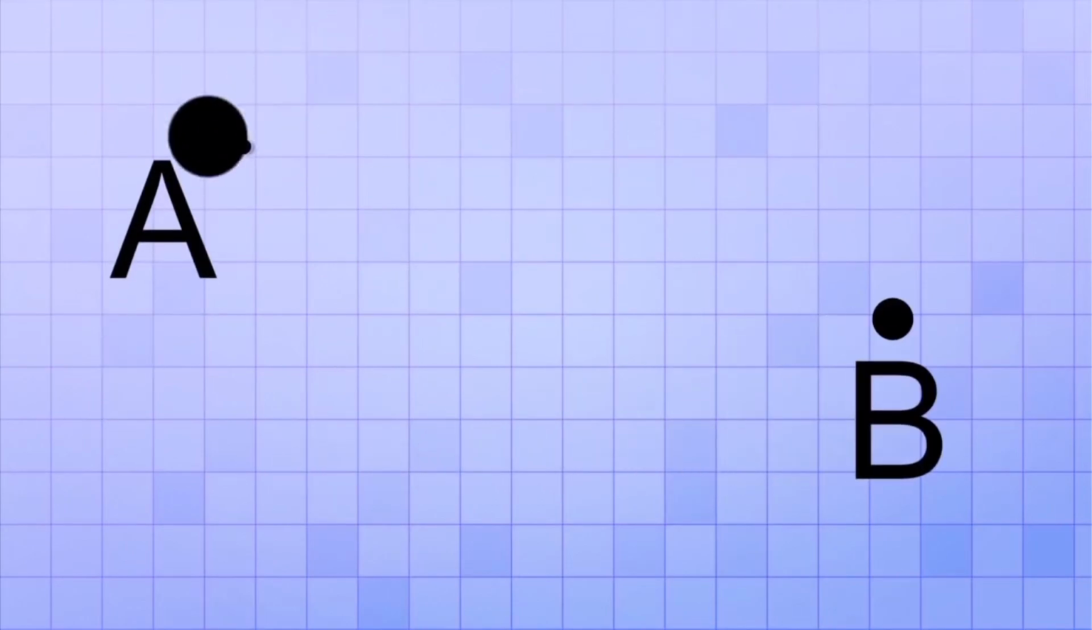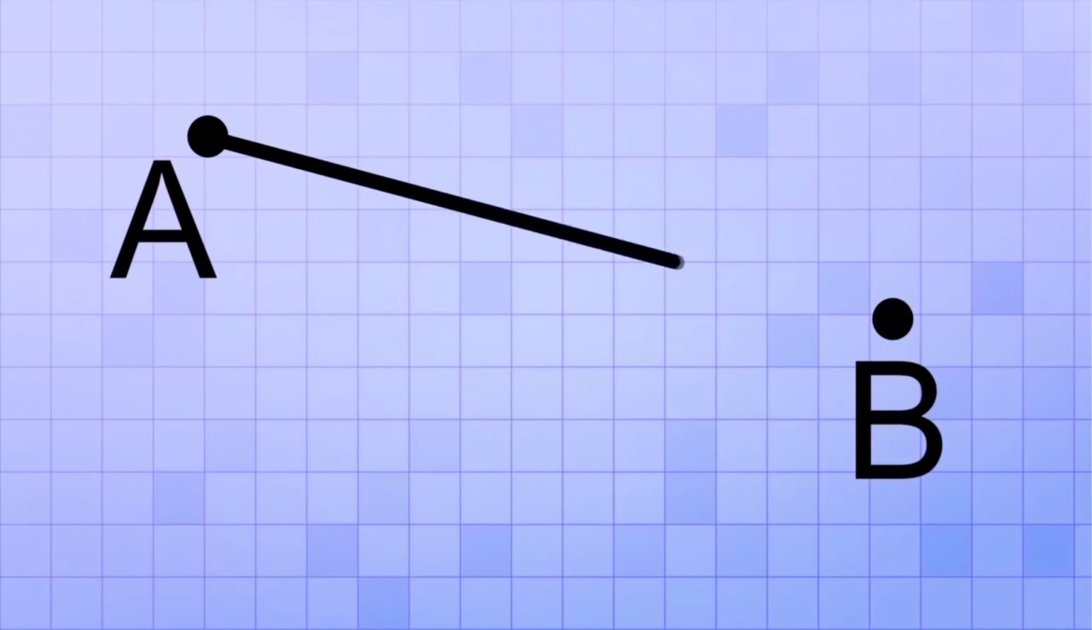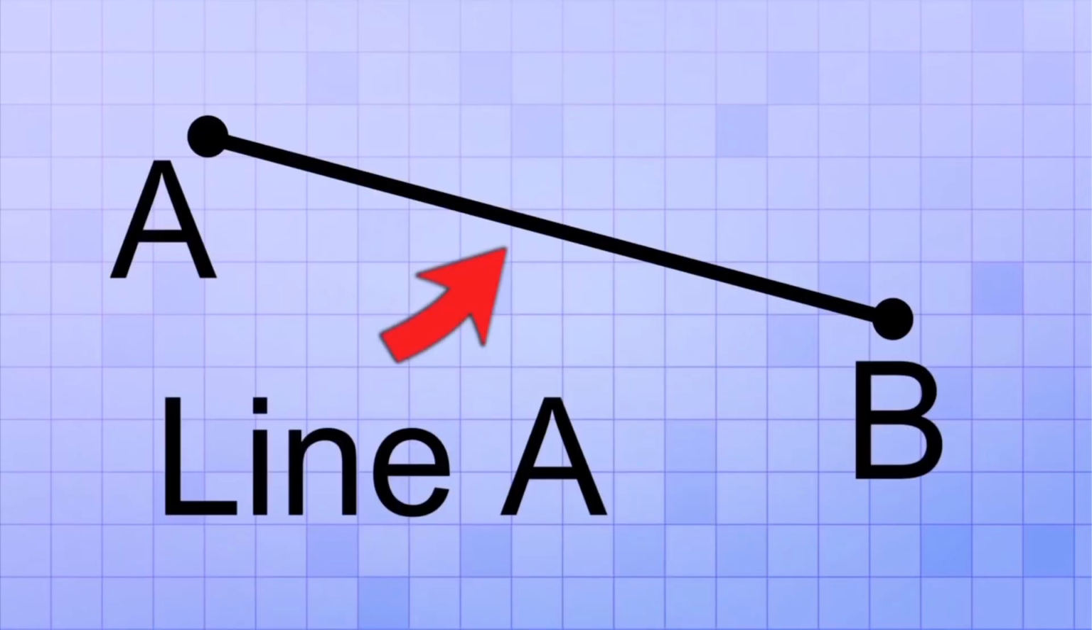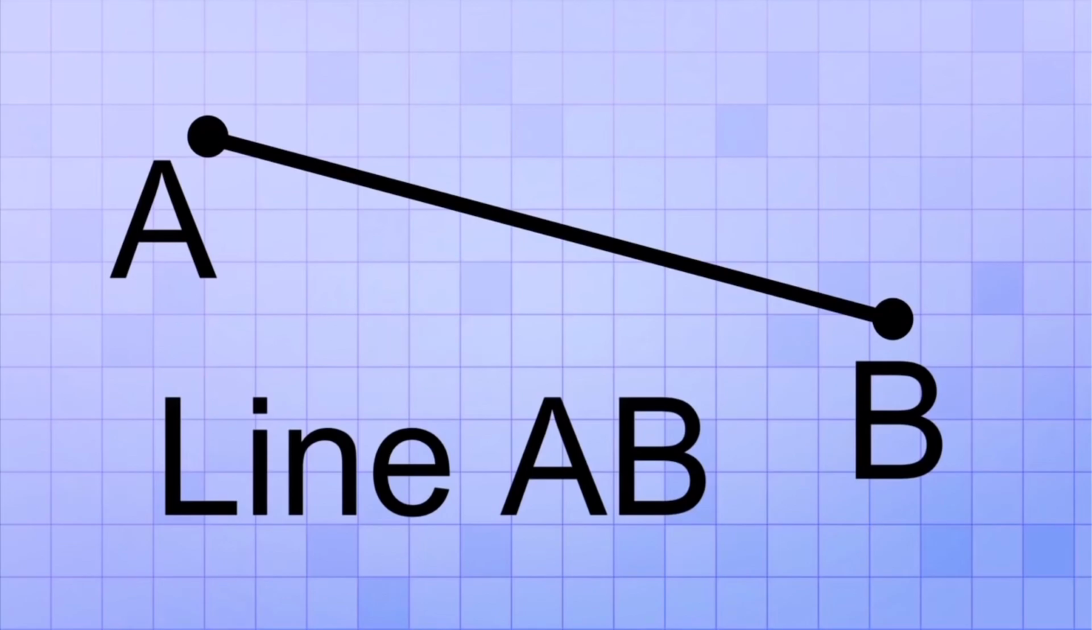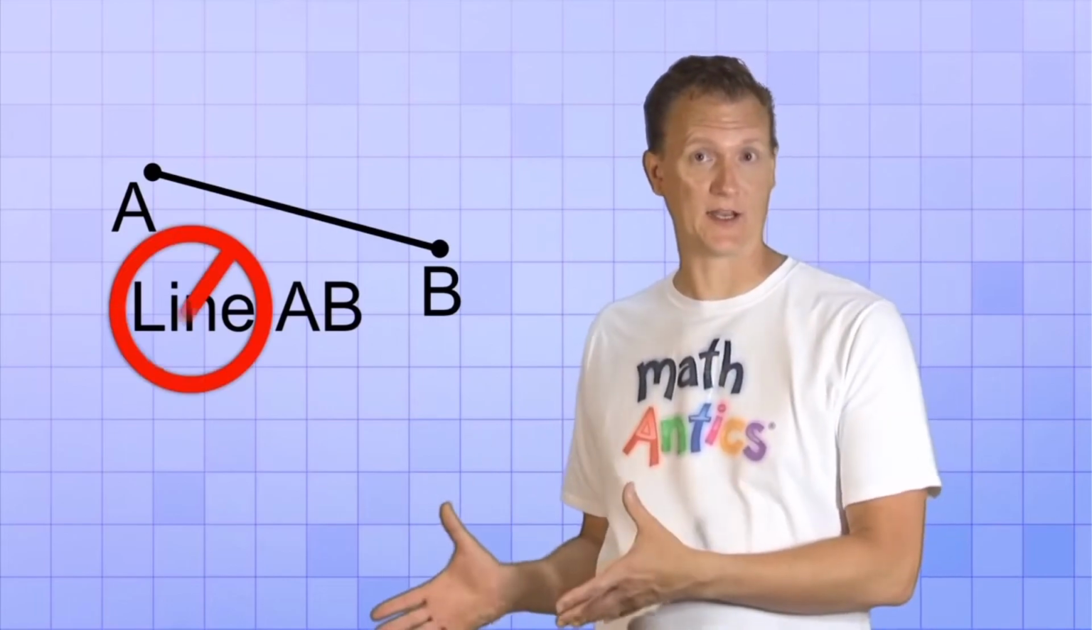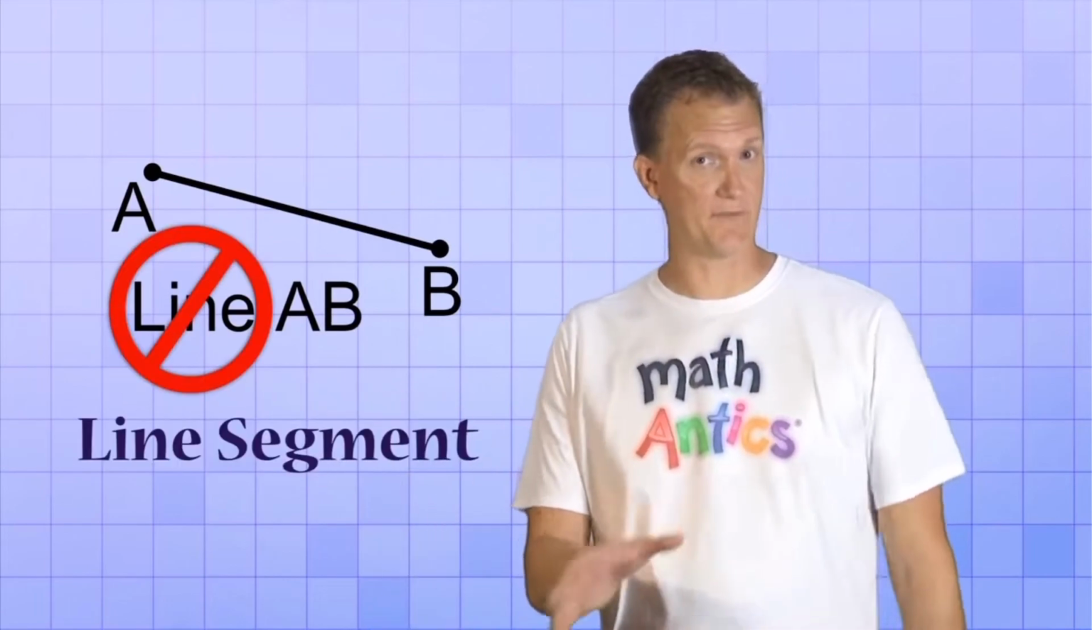If you start at point A and go to point B taking the shortest distance possible, you would have gone in a straight line. A line is the next most basic element of geometry. We name a line by the points that it goes through. For example, we would call this line AB because its endpoints, where it starts and stops, are points A and B. But technically, this isn't really a line. It's a line segment.